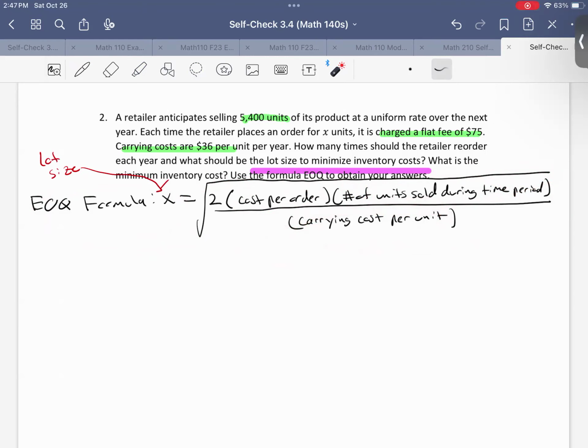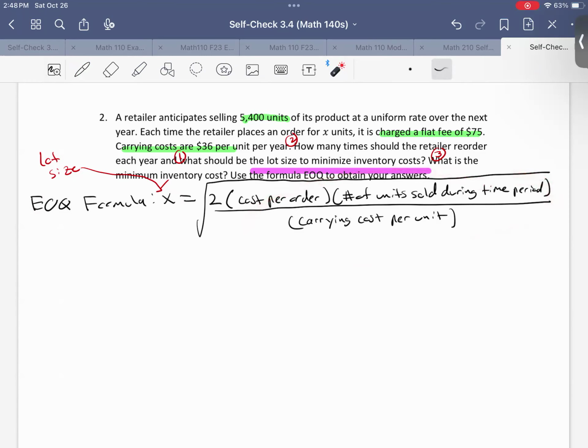So what I want to do is divide up these questions one by one. The first thing we've got to find here is our lot size. This second question, what should the lot size be, is going to be our first one. How many times should we reorder should be our second, and then the total inventory cost at a minimum is our last one. So we want to find our lot size first. We're going to use the EOQ formula to streamline this process.